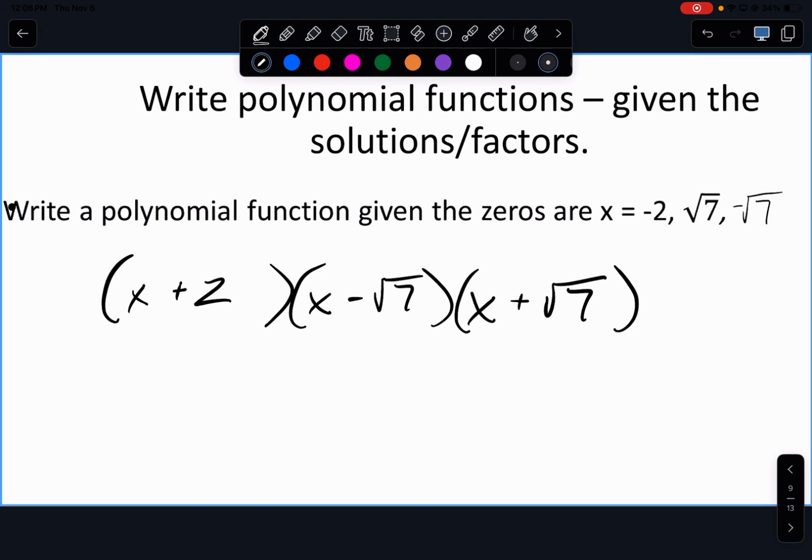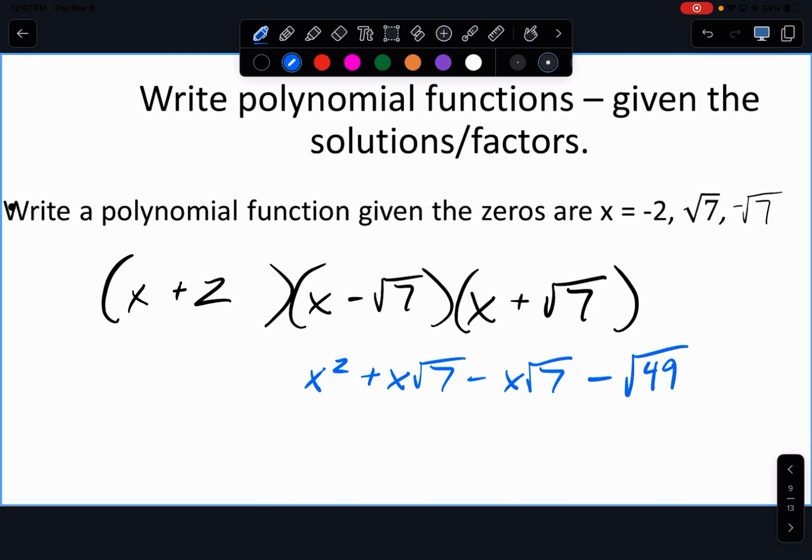Which two should I FOIL first? Yes, do the radicals first, because again, we have the conjugates, right? So we're going to be able to cancel stuff out on that one more easily. So it's going to give me x squared plus x square root of 7 minus x square root of 7. And then minus, how do I multiply radicals? What do I do? What's 7 times 7?